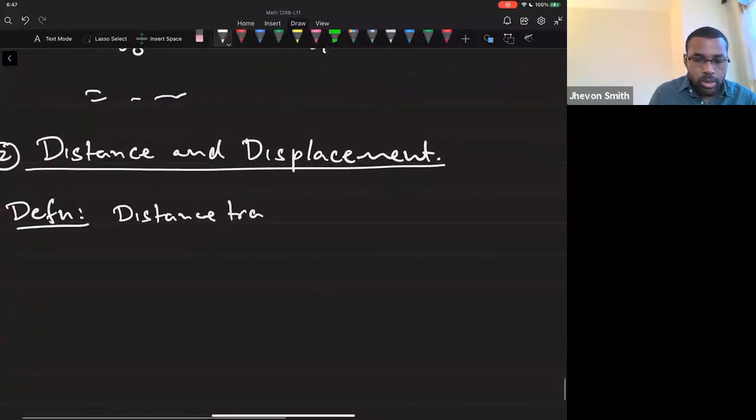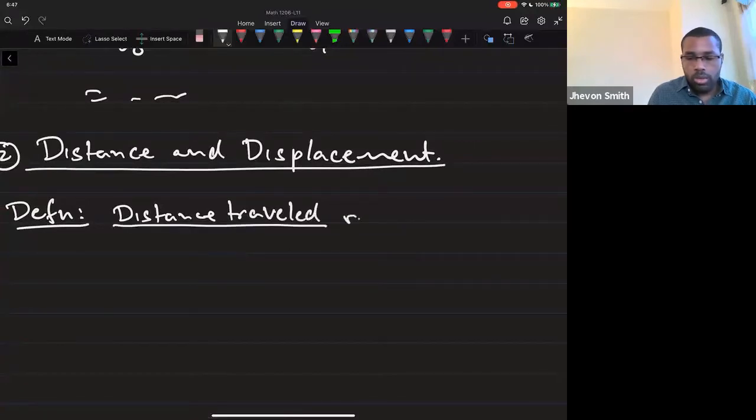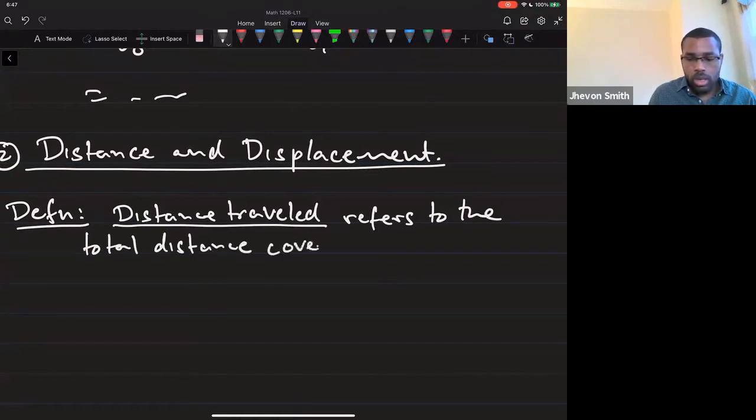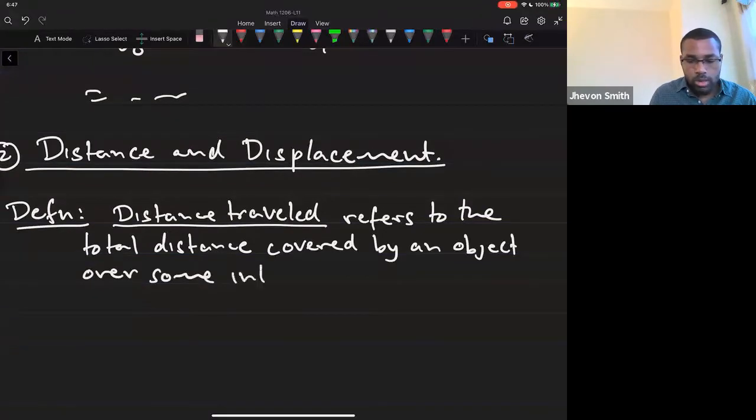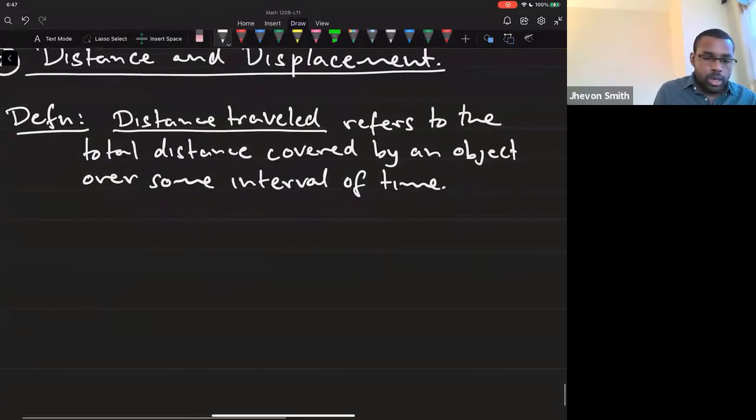Distance traveled refers to the total distance covered by an object over some interval of time. This is different from displacement.